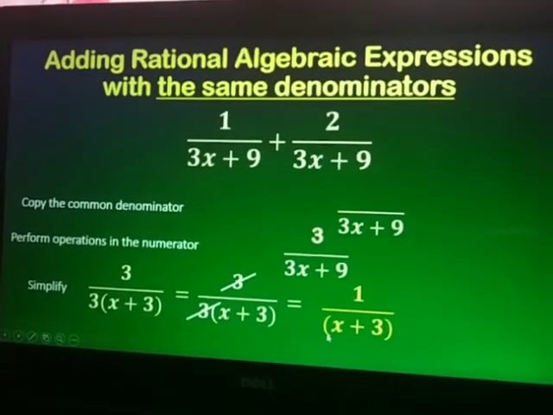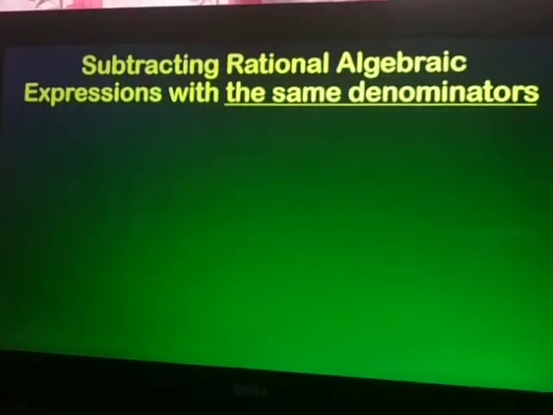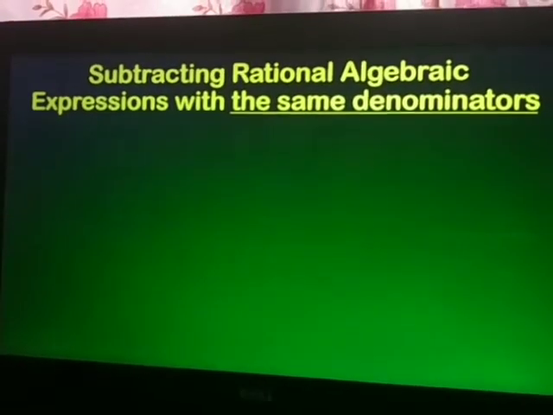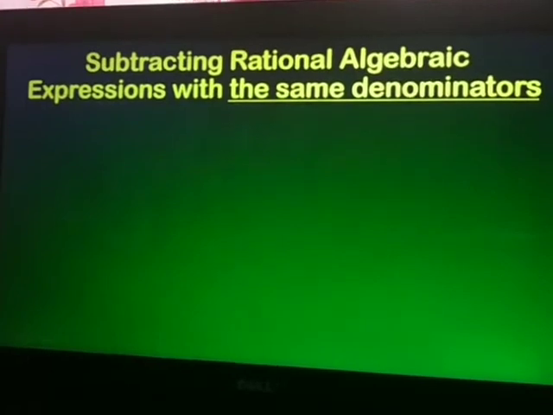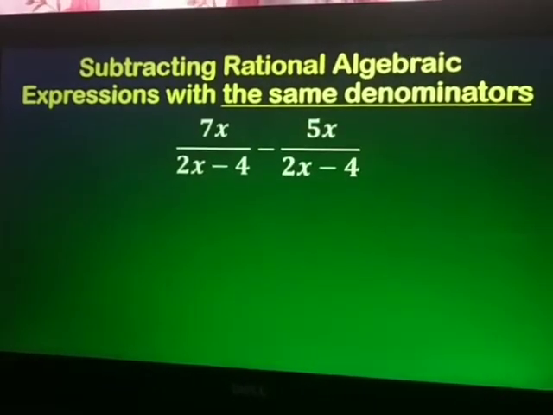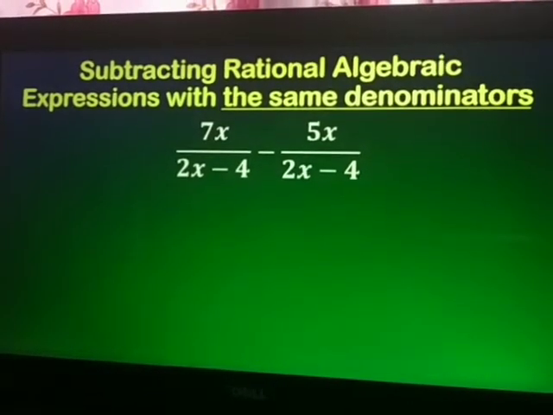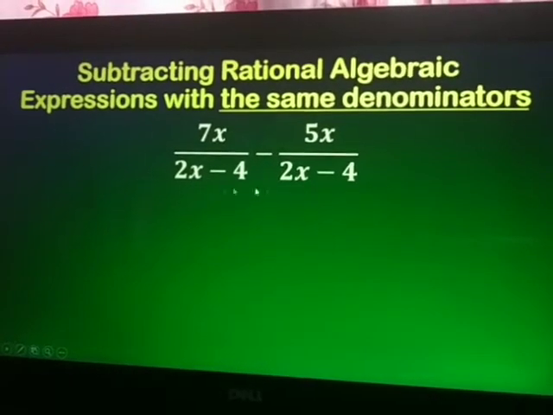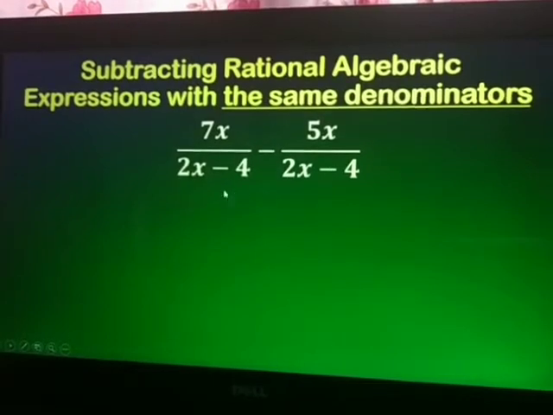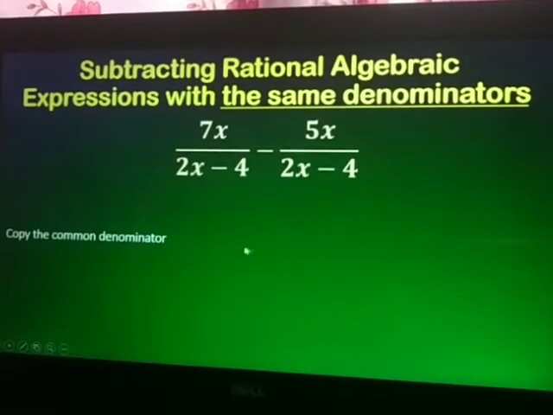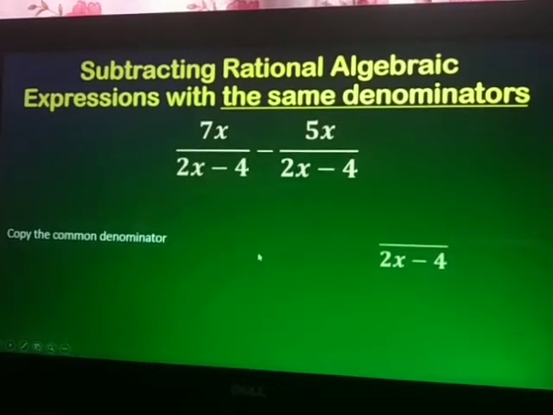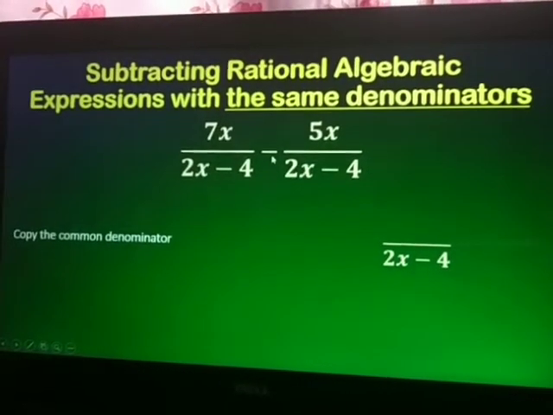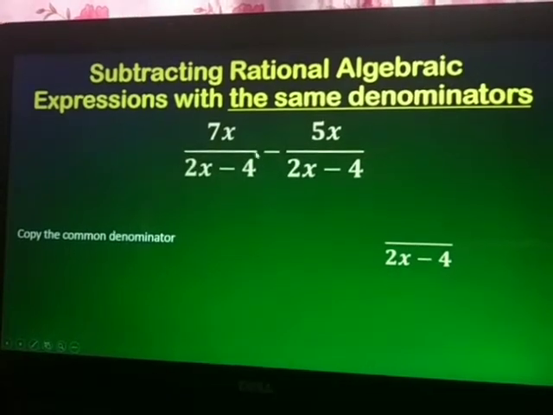Let's proceed to another example. This time, we are to subtract rational algebraic expressions with still the same denominators. Okay, we have 7x over 2x minus 4 minus 5x over 2x minus 4. Notice that we have still the same denominator. So, the first step is to copy the common denominator. There. And so, let us subtract because we have a minus sign there.